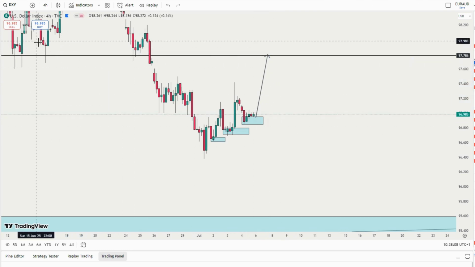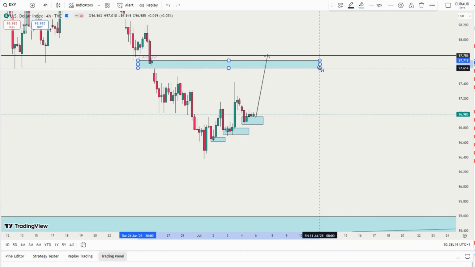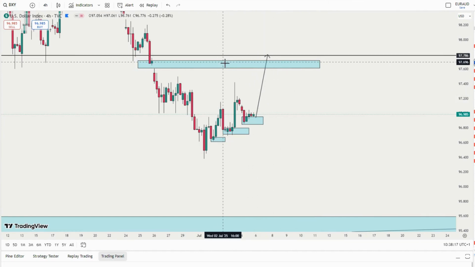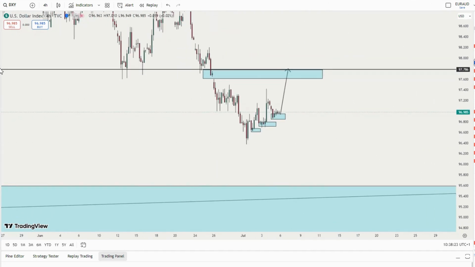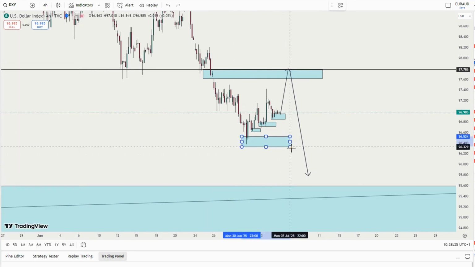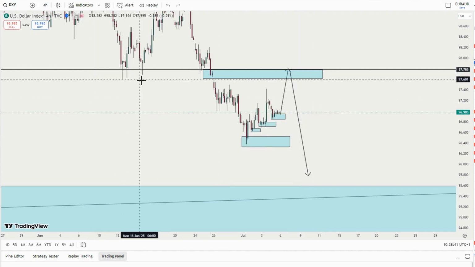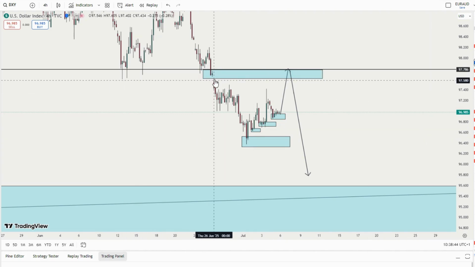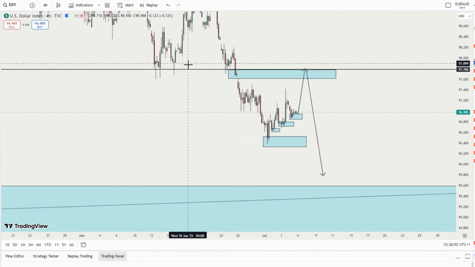Previously, you can see that there was a gap at this particular area. So price might come to fill the gap, and then we'll see the continuation to the downside from there, where price might reject from this area, and then we'll see the break of this low. So in the process of price retracing back to this resistance, while the gap is still there, we might see US dollar strength coming to play out.